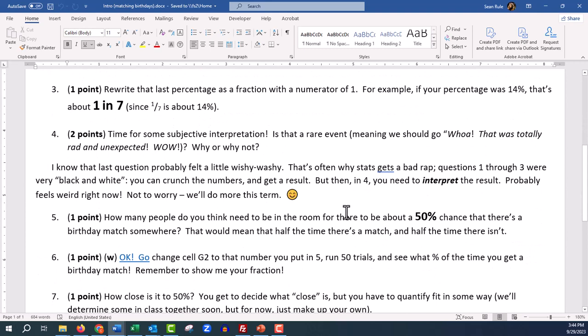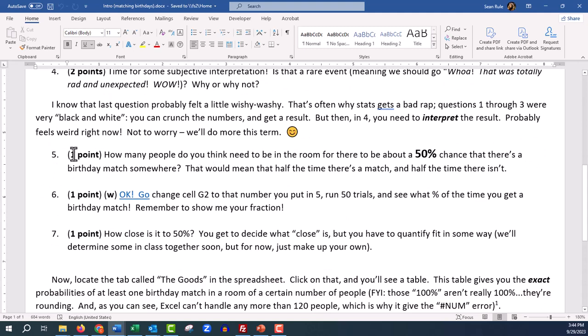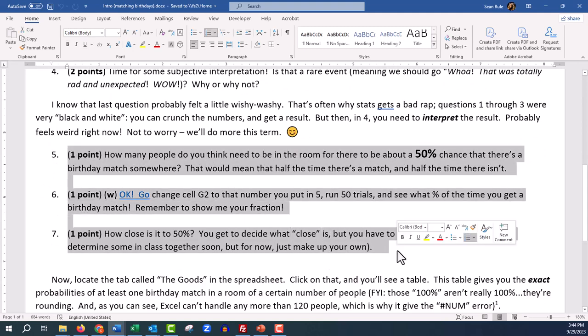All right. How many people do you think need to be in the room for there to be about a 50% chance that there's a birthday match somewhere? And I really, honestly, I can't answer this question because I'd have to know what you said to do this question or a number 6. And then number 7 is the same way. So these questions 5, 6, and 7 really just depend on what you put.